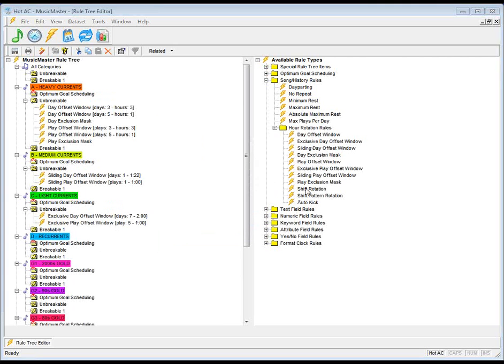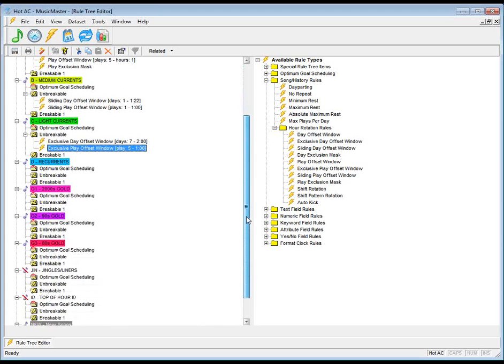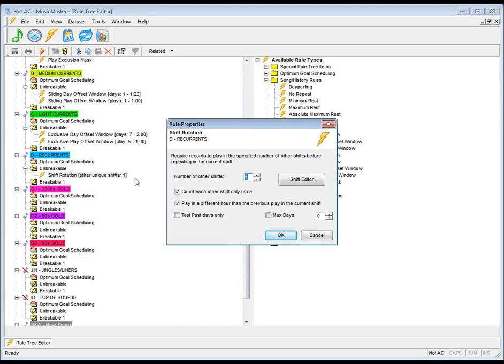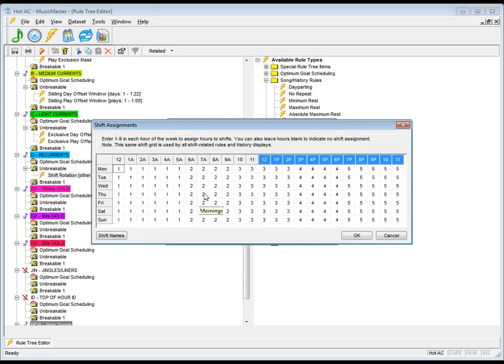That brings us to our shift rotation rules. We have 2 of them, shift rotation and shift pattern rotation. Shift rotation is dependent on setting up what's called shifts. Some people refer to these as the day parts in your database. By default, this would be blank. We've already set this up in this database.